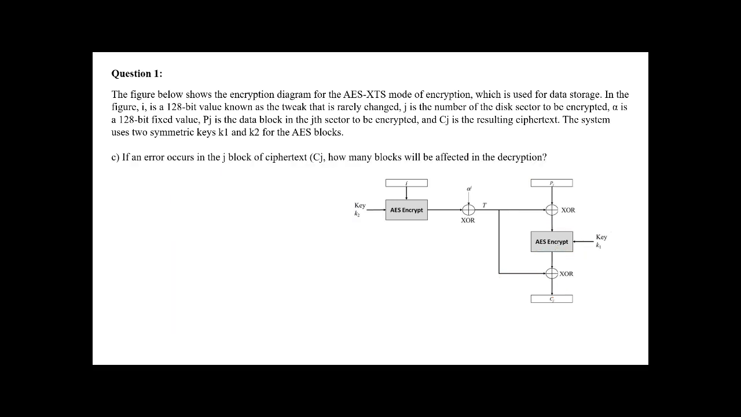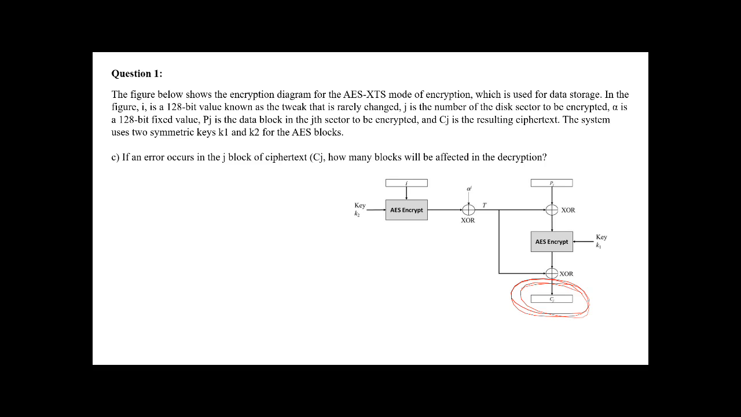So the third question here: if an error occurs in the J block of the ciphertext, CJ, how many blocks will be affected in the decryption? So let's try to understand this question. It says assume that some error happened with the value here. Whatever bug happened, it corrupted the cipher block value here. It asks how many blocks will be affected in the decryption.